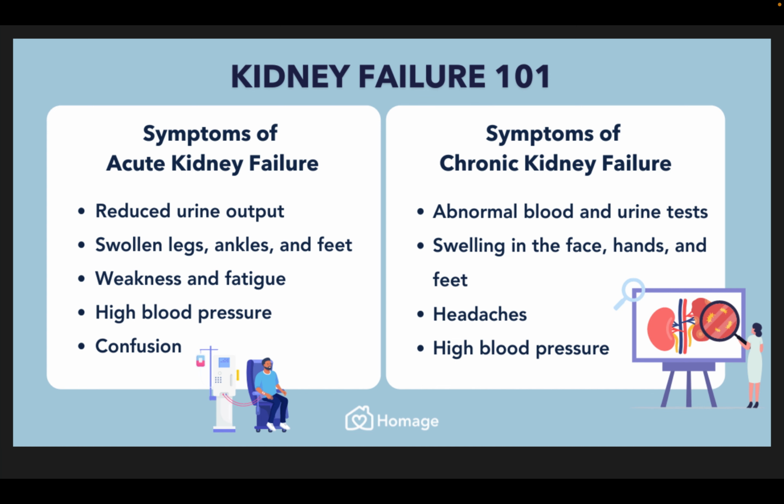So symptoms, acute kidney failure is going to be reduced urine output, but swollen legs and ankles and feet. Again, if the kidneys can't work, that fluid is going to build up. It's got to go somewhere. So a lot of times it's going to diffuse into the tissues and the extremities. Weakness and fatigue, high blood pressure and confusion. Chronic kidney failure is going to be abnormal blood and urine tests, swelling again, headaches, and high blood pressure.